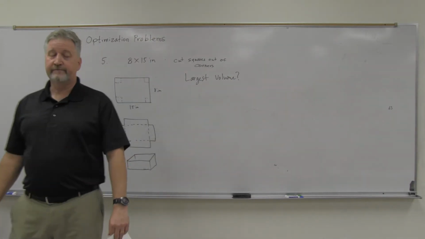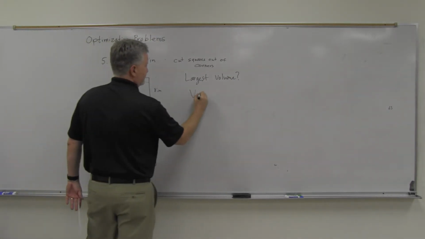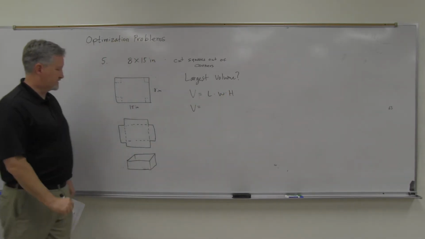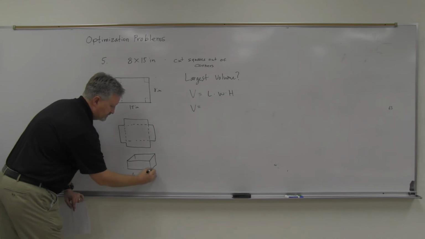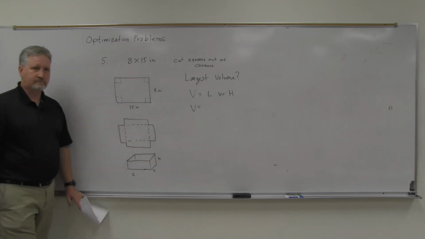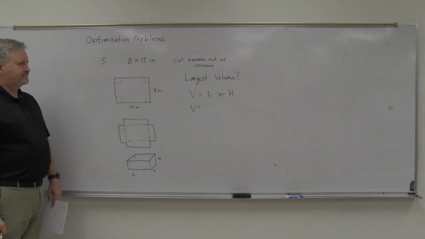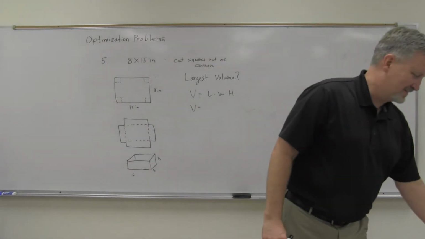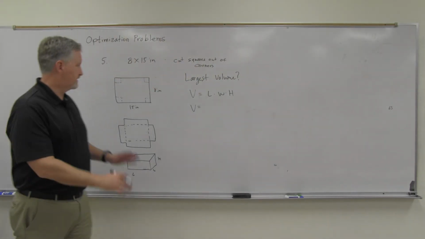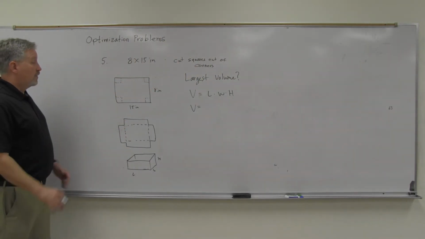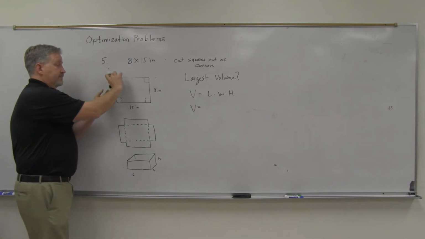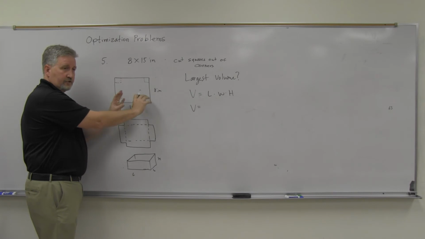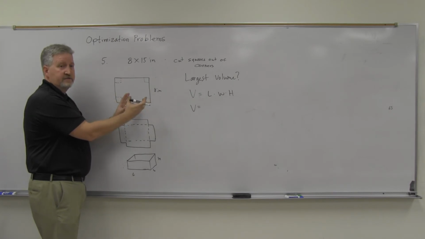Well, obviously, you need a volume equation. Length times width times height, it's a box. So the volume here is the length times the width times the height. Well, that really doesn't do me much good to leave it as those terms. So let's put it into the things here. What it all hinges on is that square I cut out, isn't it? And so let's call that square I cut out x, dimensions wise.